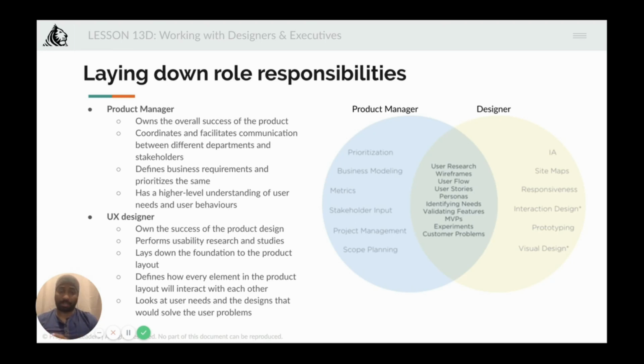Product managers are responsible for prioritization, business modeling, metrics, stakeholder input, project management, scope planning, and what have you. In general, product managers are responsible for the overall success of the product. They share certain responsibilities with designers like user research, wireframing, user flow, user stories, personas, identifying the needs, working with the MVPs, experiments, customer problems, etc. And that is why it is important that you lay out the land very clearly with your designers.